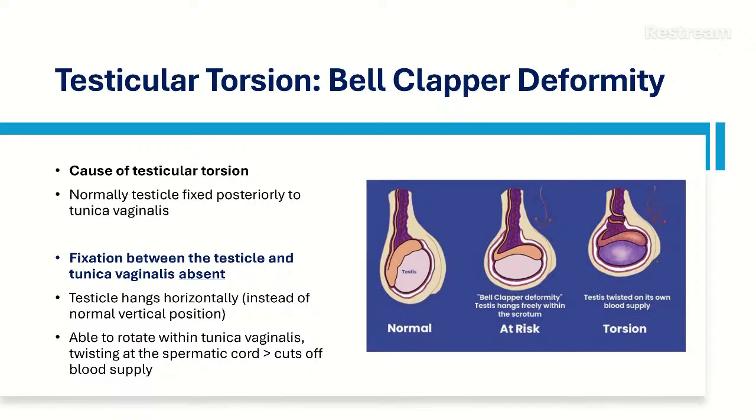Having a quick look at the bell clapper deformity. So common cause of testicular torsion. So normally the testes is fixed at the back to the tunica vaginalis. But in a bell clapper deformity, the fixation between the testicle and the tunica vaginalis, as you can see in the image there, is absent. So the testicle hangs horizontally instead of the normal vertical position. It means that the testes is able to rotate within the tunica vaginalis, and you get twisting of the spermatic cord, and that can cut off the blood supply.